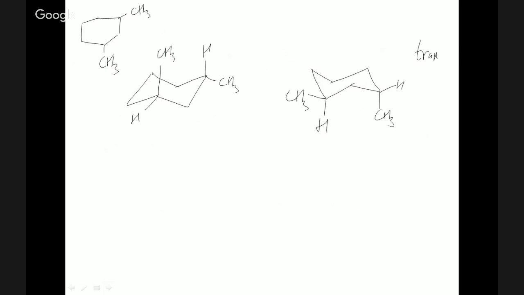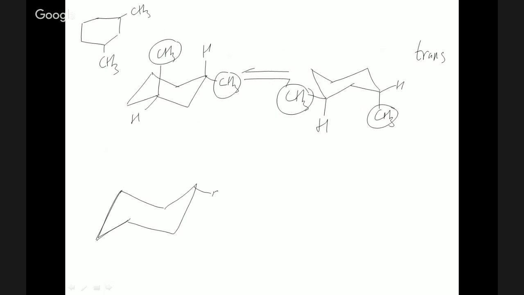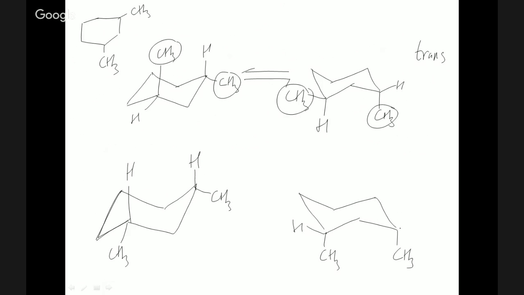This is the trans. Now again, they are equal in energy. We have an axial and an equatorial and an axial. So they're completely equal in energy. Let's look at the cis, however. Here we have a clear favorite in energy, 2 equatorials versus 2 axials. So the one on the left is more favored, and this is the cis.